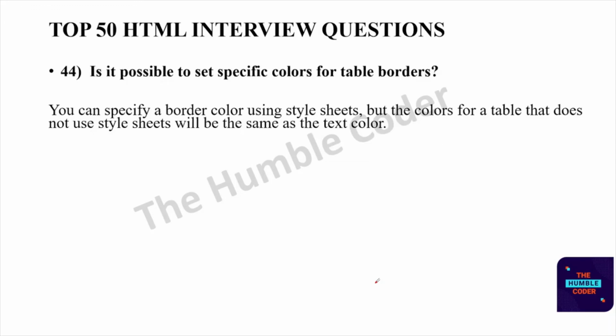Is it possible to set specific colors for table borders? You can specify a border color using the style sheet, but the colors for a table that does not use style sheets will be the same as that of a text color. So if you have to specify a colored border, you can make use of the style sheets, but the colors of the borders of the table will be similar to the text color that you have entered in the table. Moving on to the next question now.